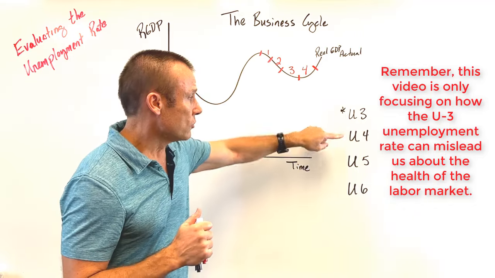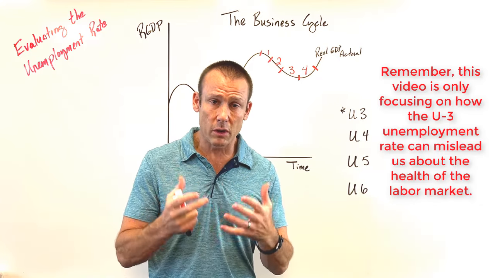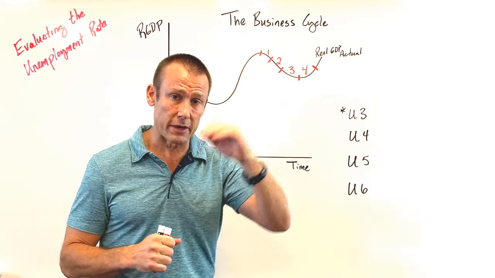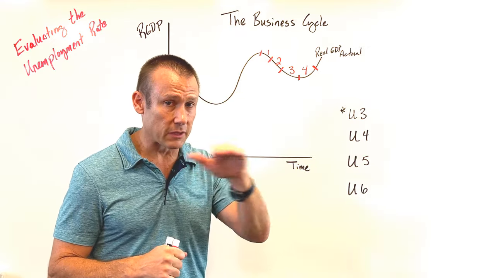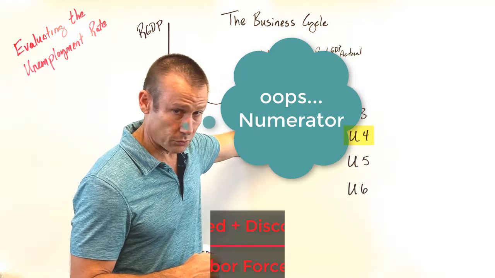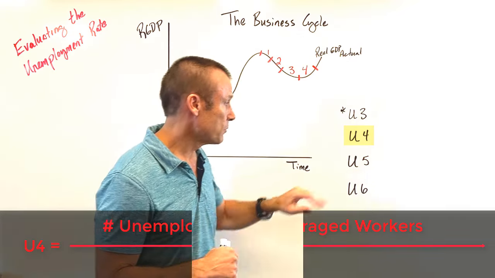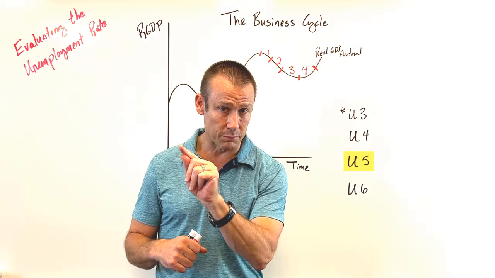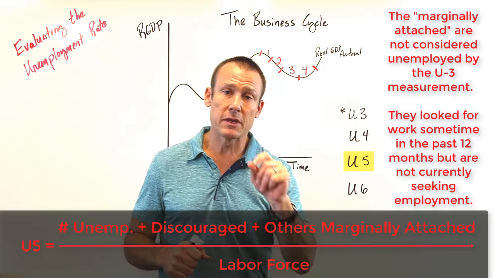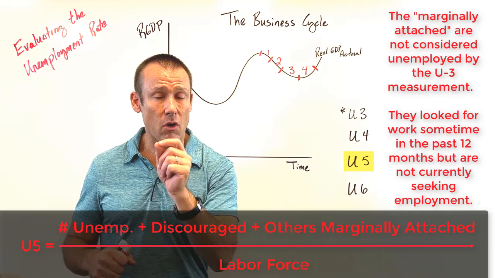Now, U4, U5, U6, those are also out there, also released by the Bureau of Labor Statistics. So what do they do, guys? Well, in U4, and by the way, it's all about the numerator, okay? The denominator is always going to be the labor force. But U4's numerator is the number of unemployed, which was U3, plus the discouraged workers. That's right. It adds in the discouraged workers. U5 takes the number of unemployed, plus discouraged workers, plus any others that are marginally attached. Any other people that were seeking in the last 12 months, but aren't seeking now, aren't actively seeking.